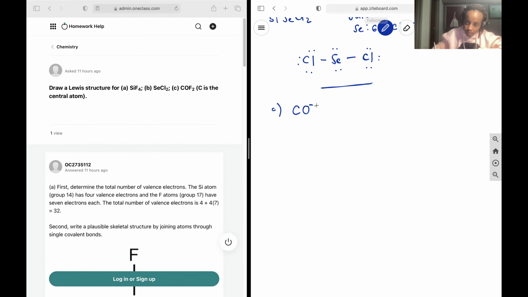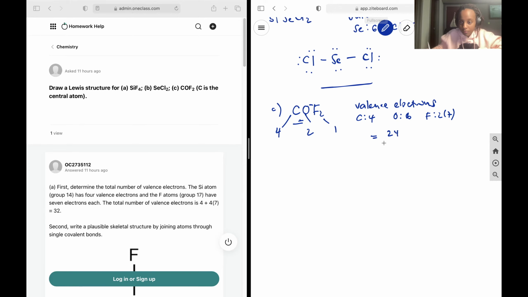And we have COF2 with C as our central atom. Let's count our valence electrons again. And let's just note this is optimized to make 4 bonds, optimized for 2 bonds, optimized for 1 bond each. Our valence electrons are going to be 4 from carbon, 6 from oxygen, and 2 by 7 from fluorine. And that's going to give us 14 plus 6, 20, plus 4, 24. So you have 24 valence electrons to figure out where they fit.